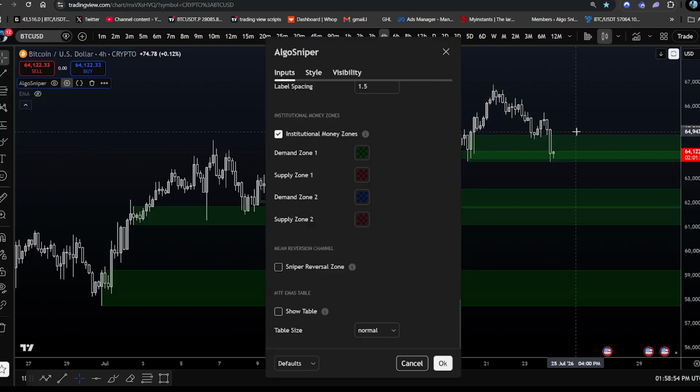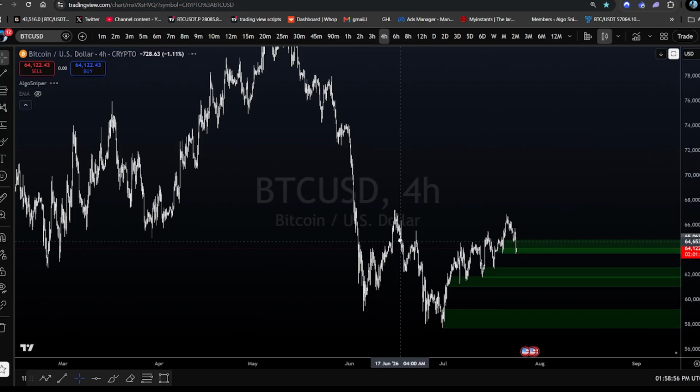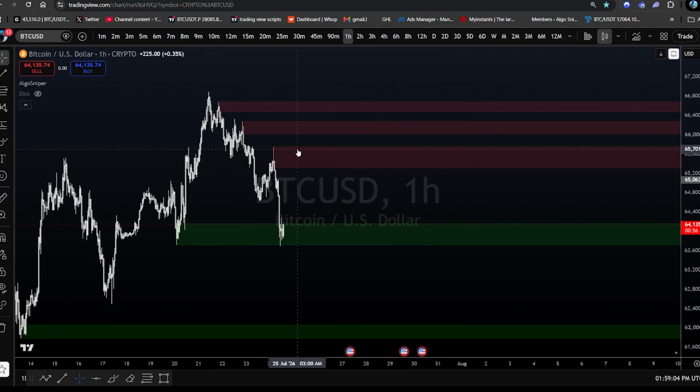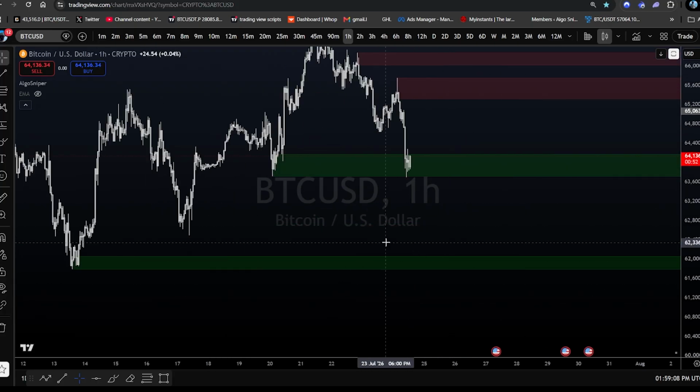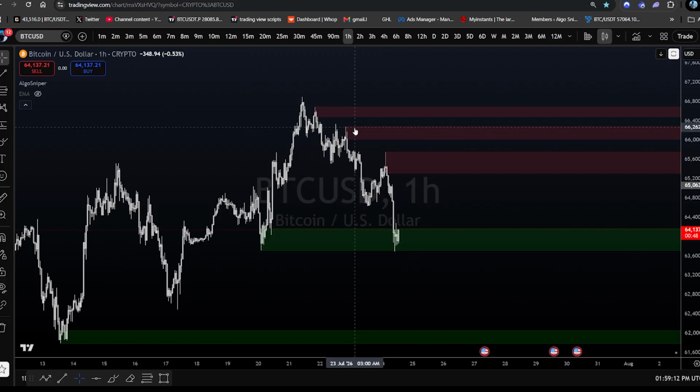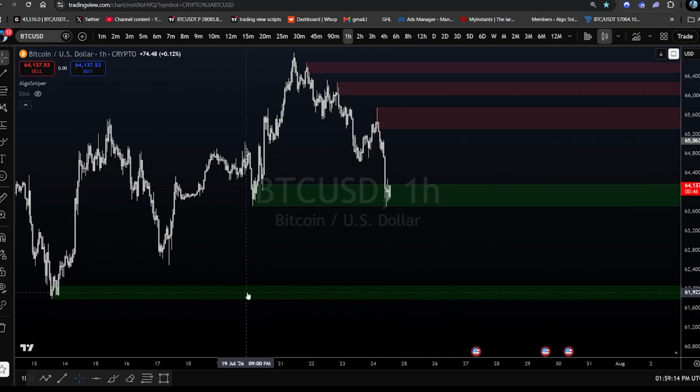The next indicator is the institutional money zones. I will be updating this, but it shows you areas of where you could take profits, where there's going to be resistance, where there's support. So it's an interesting level. You can see here, Bitcoin's finding support here, it rejected here, key support here. It just shows you strong levels where there's likely to be some type of reversal or rejection.